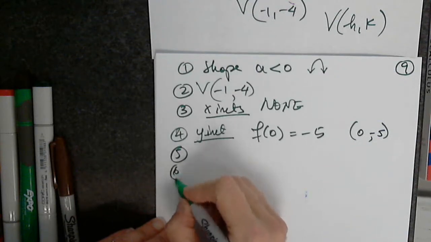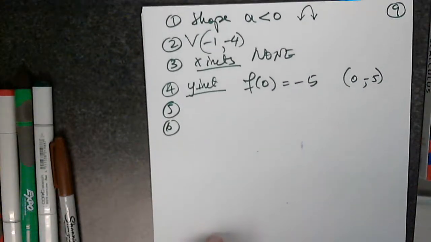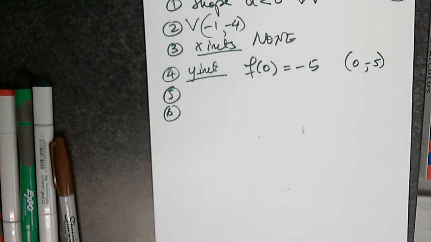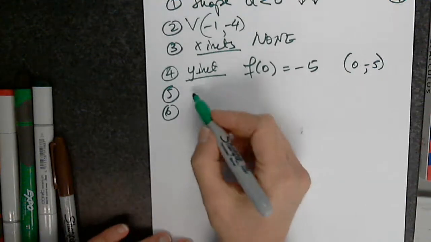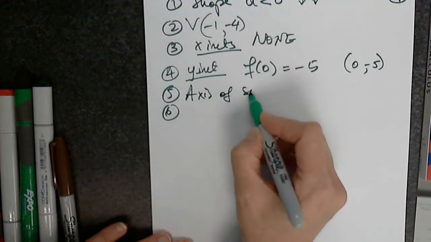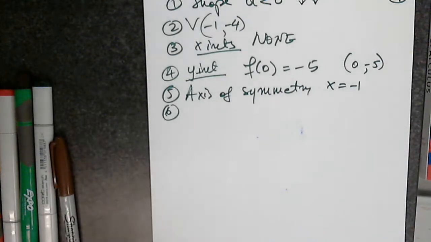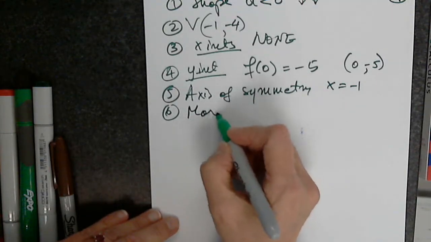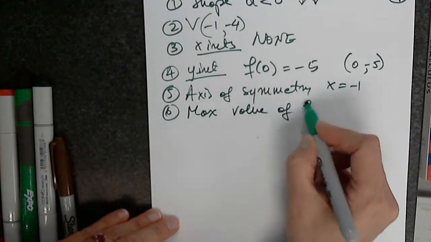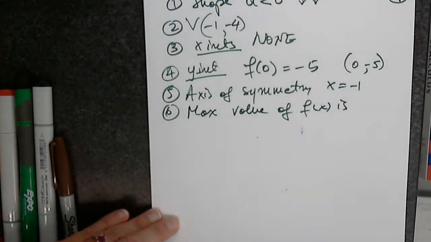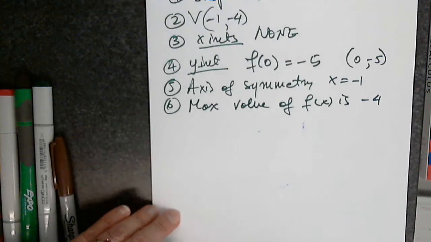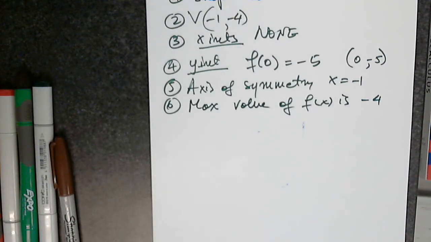And the last, I need two words here before I graph. Yes, the axis of symmetry: x equals -1. And since this function has a maximum, what is the maximum value? The max value of f of x is -4. Indeed. Remember, x squared, x plus 1, flip, down 4.